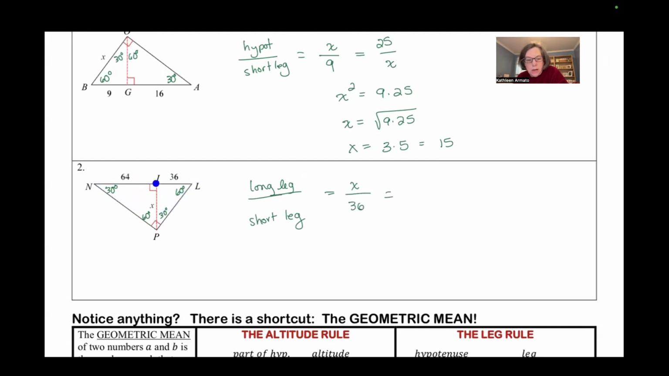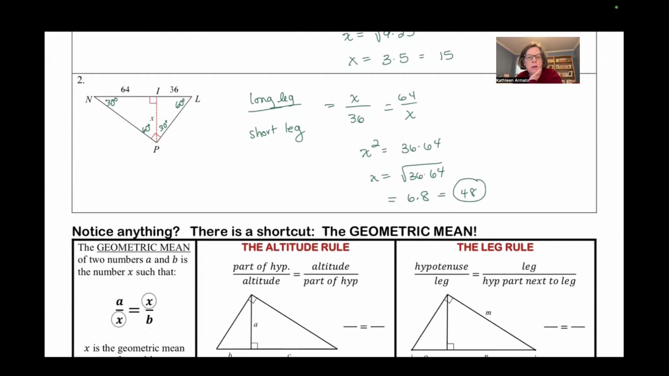Looking at this triangle, what is the long leg? Well, it'd be opposite the 60 degrees, so it's the 64. And then the short leg is X. So it equals 64 times X. Cross multiply of X squared equals 36 times 64. X equals the square root of 36 times 64. Notice those are both perfect squares, so I can just take the square root of each individually.